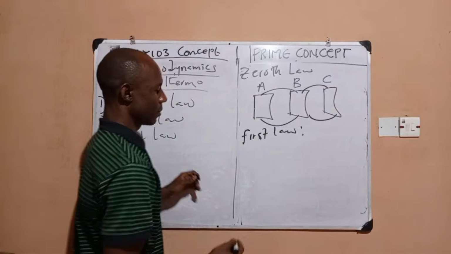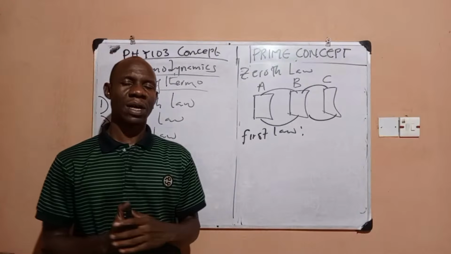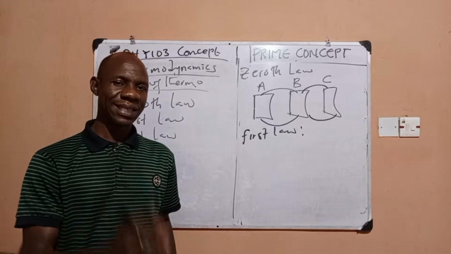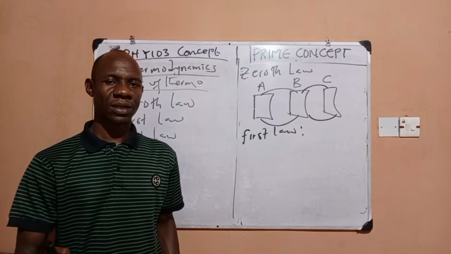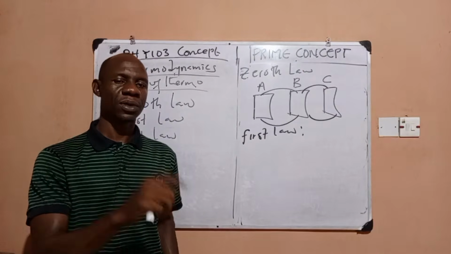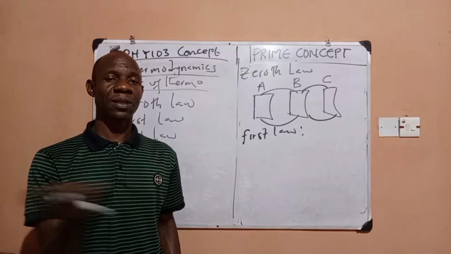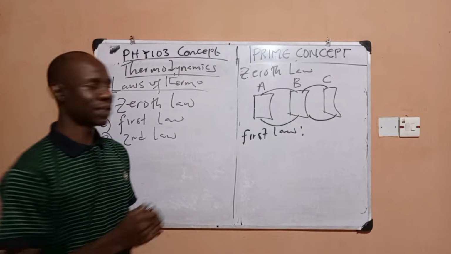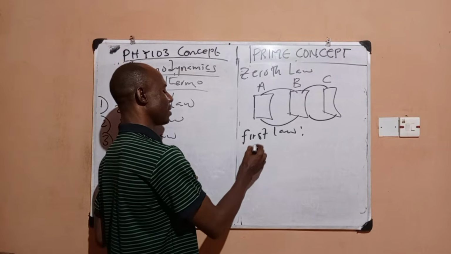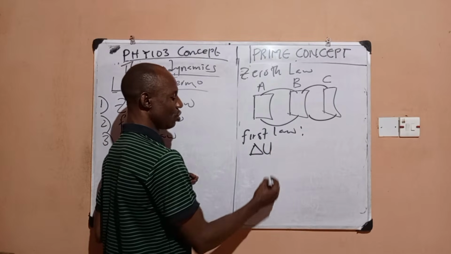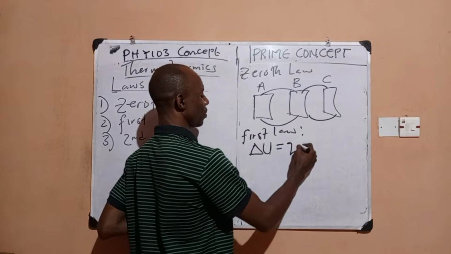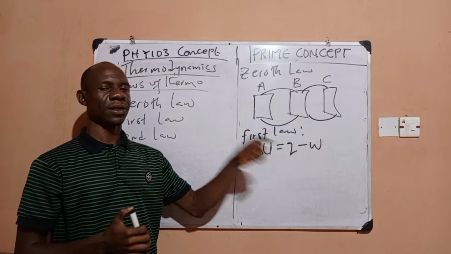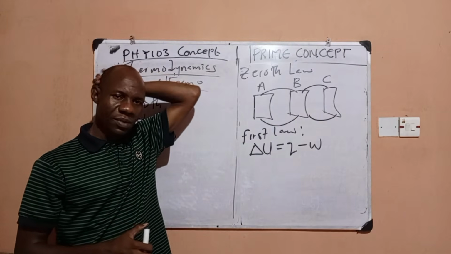First law says that in a closed or isolated system, energy can neither be created nor destroyed, but can be transformed. Energy can neither be created nor destroyed, but energy can be transformed. You know it. That is first law of thermodynamics. And mathematically, first law is given as delta U equals Q minus W. Delta U is equal to Q minus W. That is first law of thermodynamics.